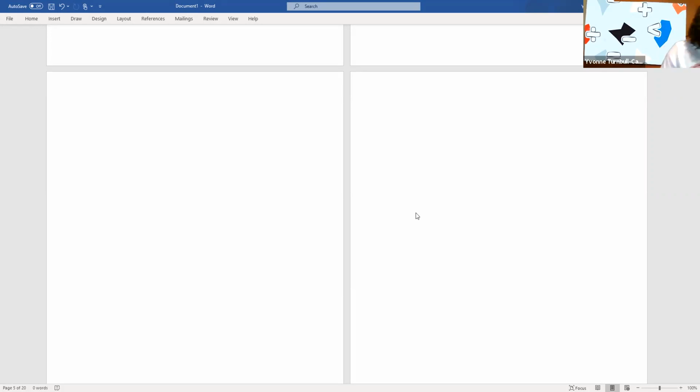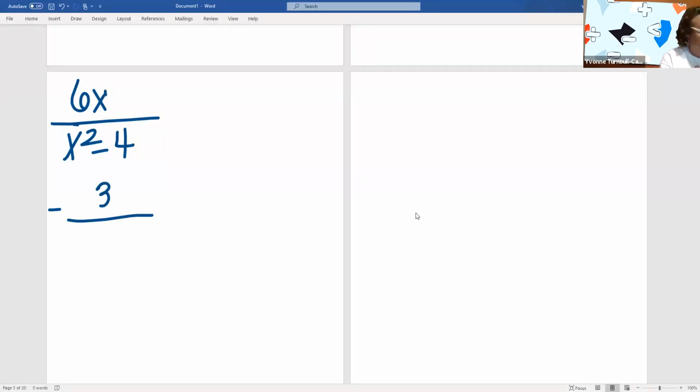Okay, we have 6x over x squared minus 4. And I like to write mine vertically, like I said earlier in one of the lessons, so you can better see what you need to do. You have more space to work out your problem. It's x plus 2.